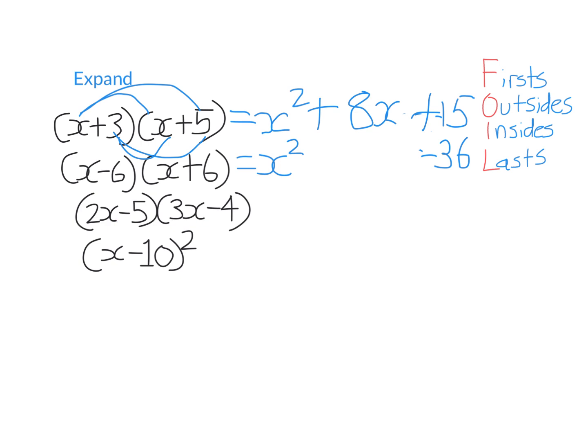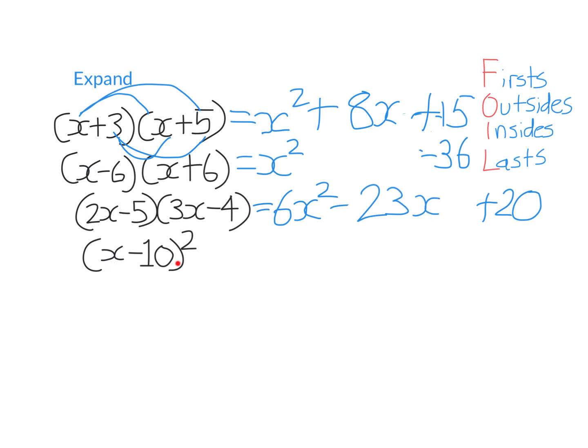So let's look at this example here. The thing first in each bracket is 2x times 3x is 6x squared. 2 times 3 is 6, x times x is x squared. Outsides is 2x times negative 4, insides is negative 5 times 3x, and then last in each bracket is negative 5 times negative 4 gives a positive answer. So then we have like terms again, negative 8x subtract 15x. So negative 8 subtract 15 is negative 23. So in the middle is negative 23x, and that's our final answer.